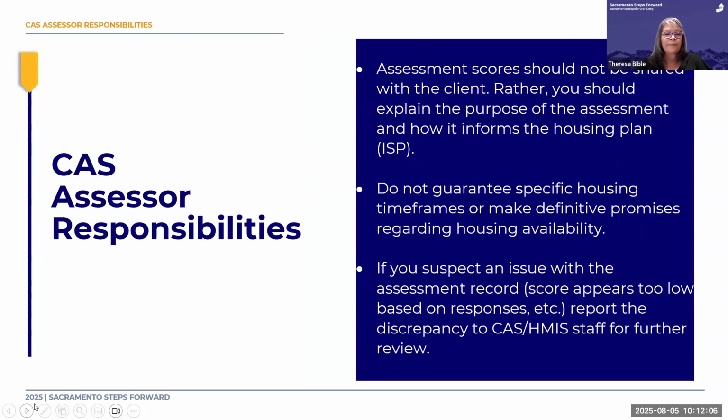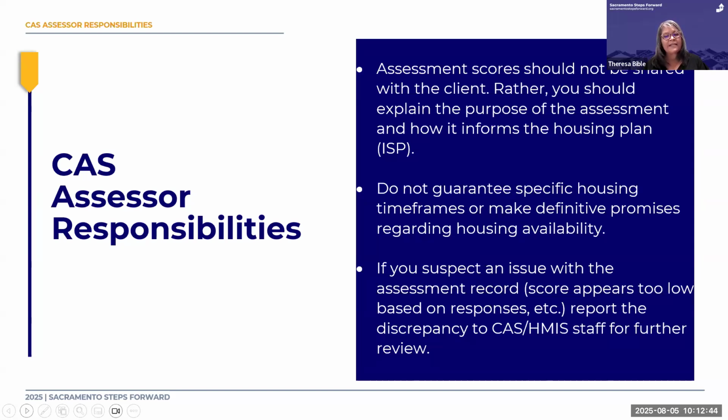Assessment scores should not be shared with the client. Rather, you should explain the purpose of the assessment and how it informs the housing plan, the ISP, which we'll talk about a little bit later in this training. Please do not guarantee specific housing timeframes or make any promises regarding housing availability. If you do that and things don't fall into the plan, you will lose that client's trust. And we don't want to make promises that we cannot keep.